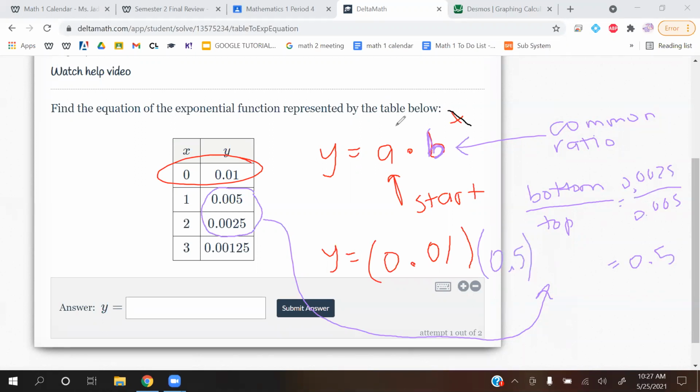And then you just raise it to the power of x. That's an x. Oh my gosh, that's an x. Okay. And then this is your equation. Y is equal to 0.01 times 0.5 to the power of x.